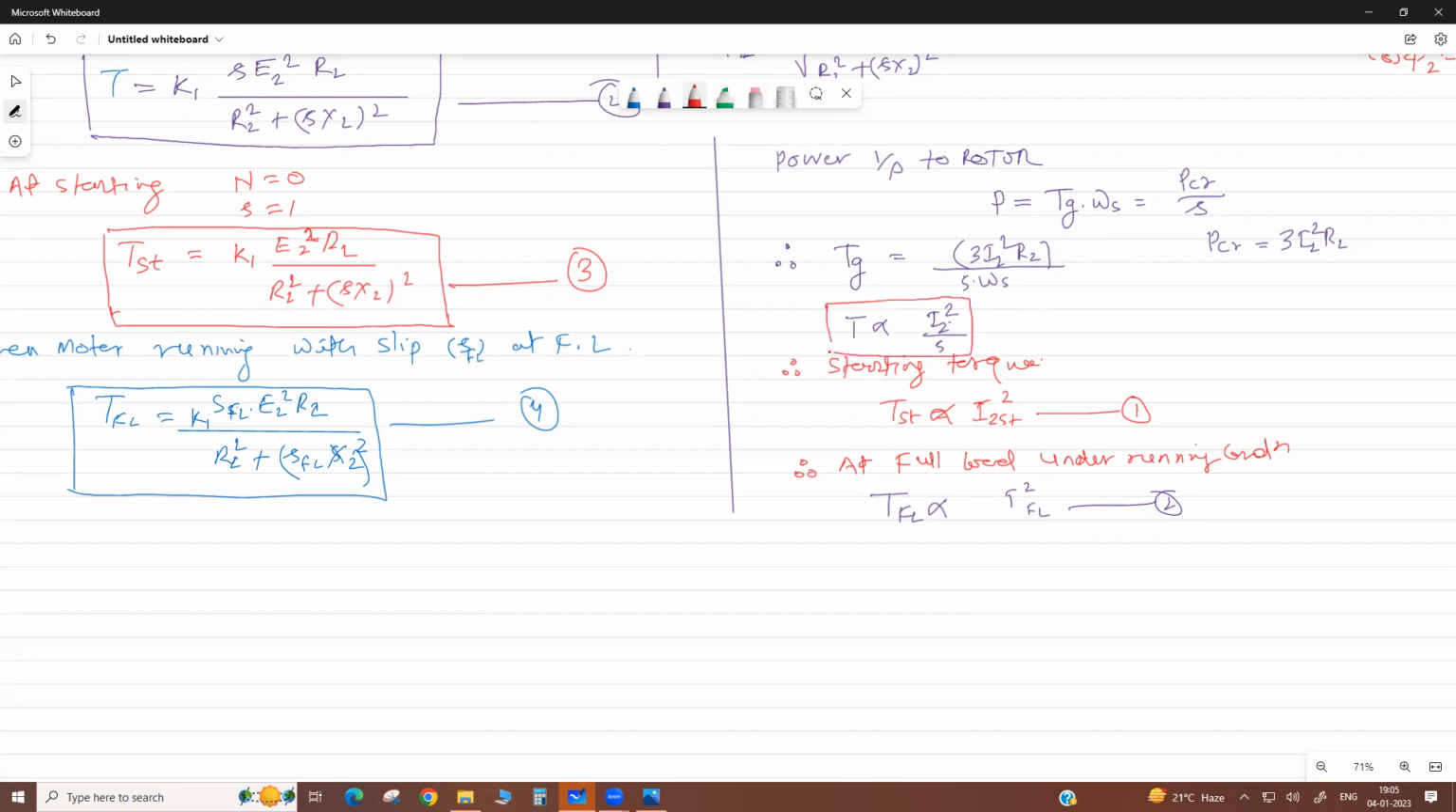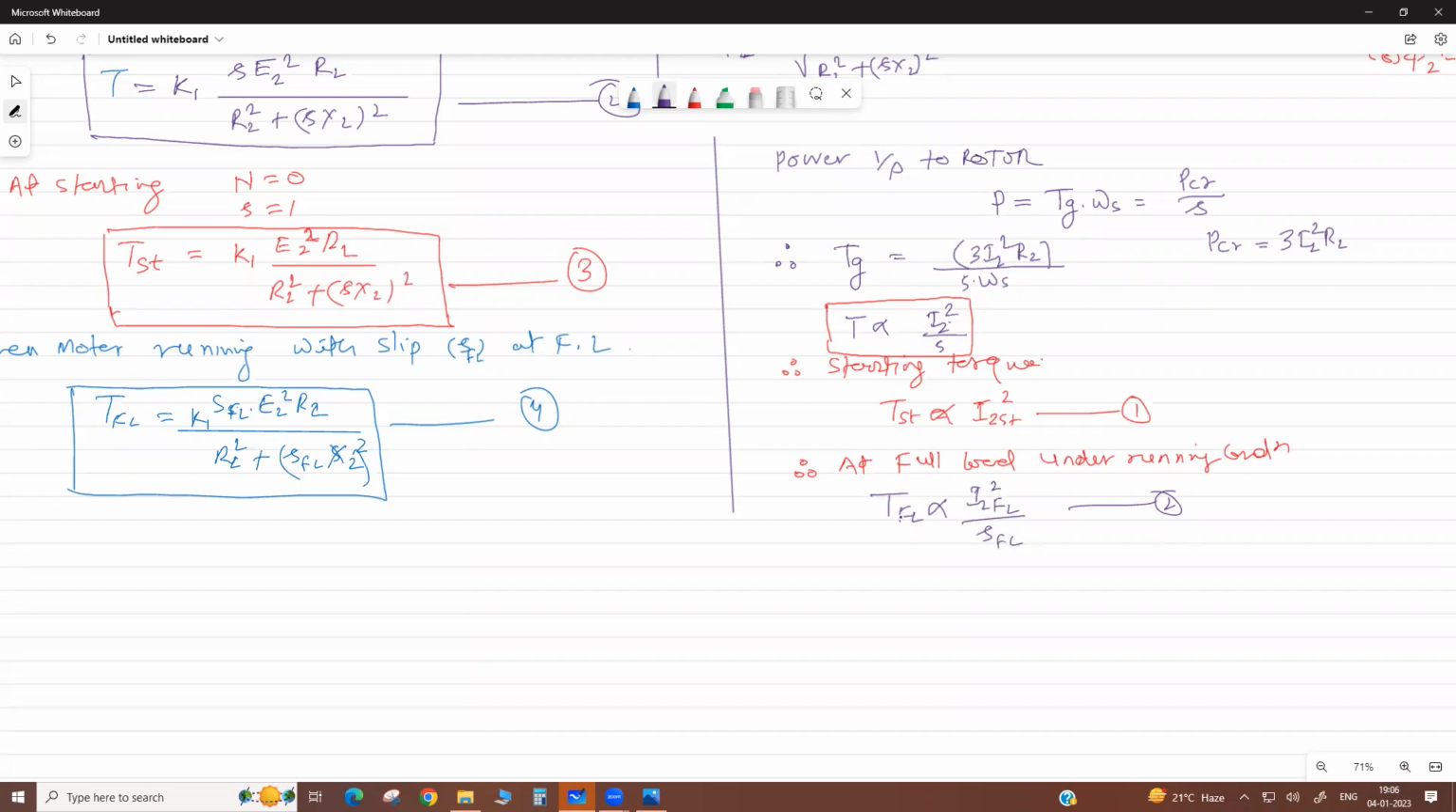I2 square by slip. At starting, the slip is 0. It means it is only this. But at full load condition, we take here, at full load, the rotor current divided by full load slip.